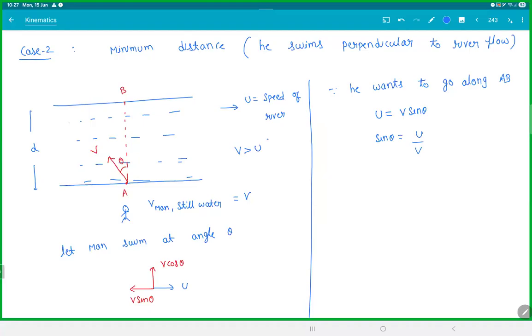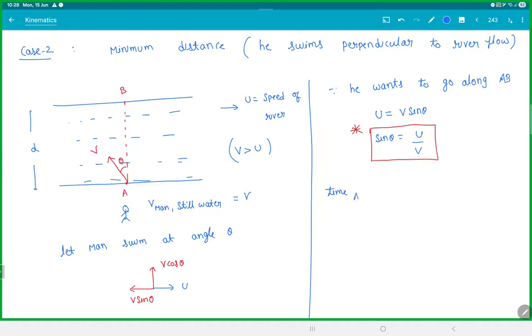V must be greater than u, or else you can't cross the river. So if you want to cross the river, you should swim at this angle. For example, if u is 3 and v is 5, then sin theta is 3 by 5, which is 37 degrees. That is the thing. And how much time will it take?